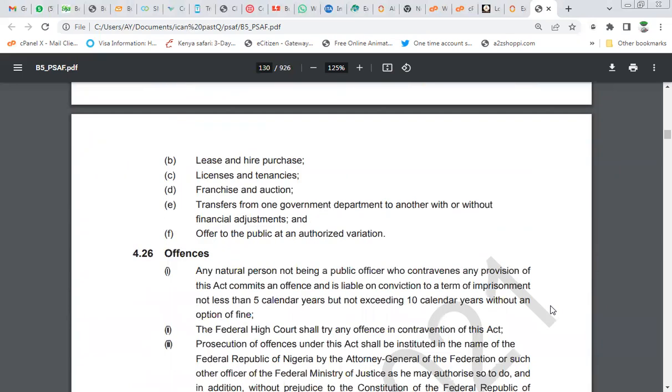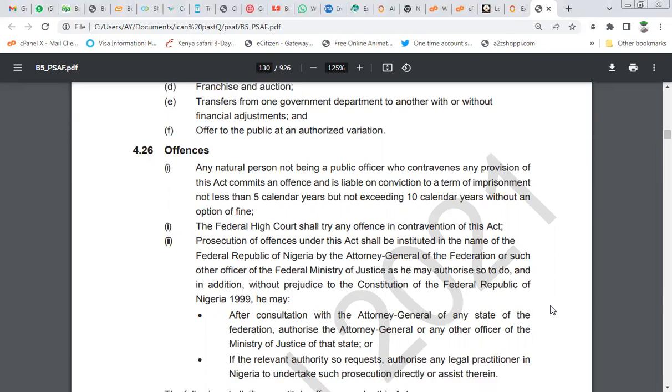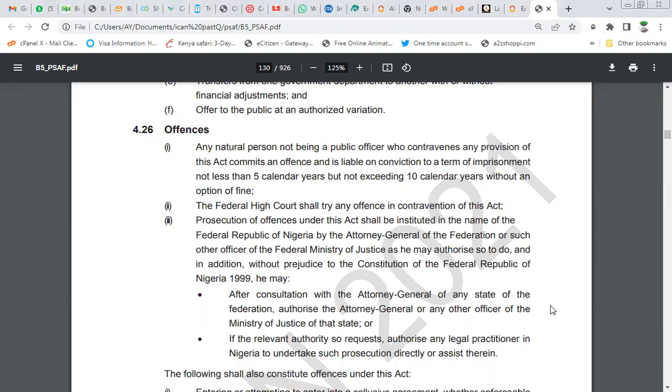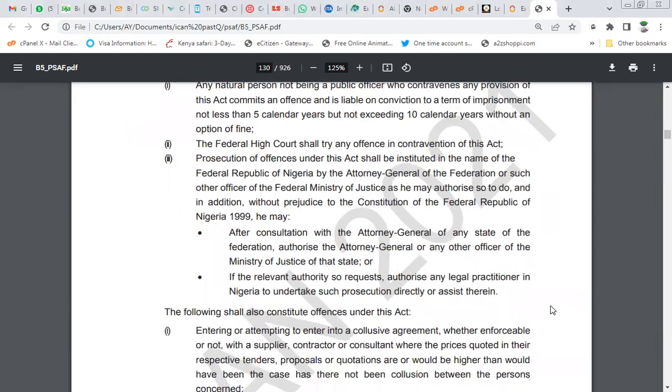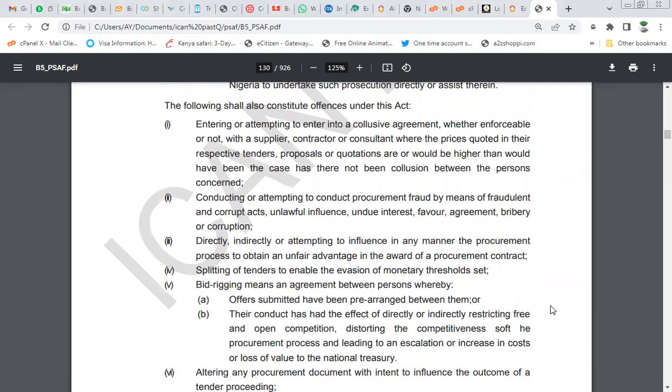Offenses. Any natural person not being a public officer who contravenes any provisions of this act commits an offense and is liable on conviction to a term of imprisonment not less than 5 calendar years, but not exceeding 10 calendar years without option of fine. So you can go through all these ones also. Read the offenses under it.